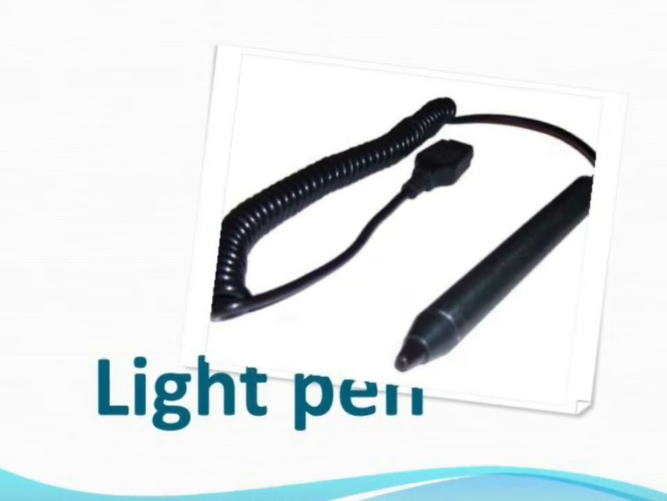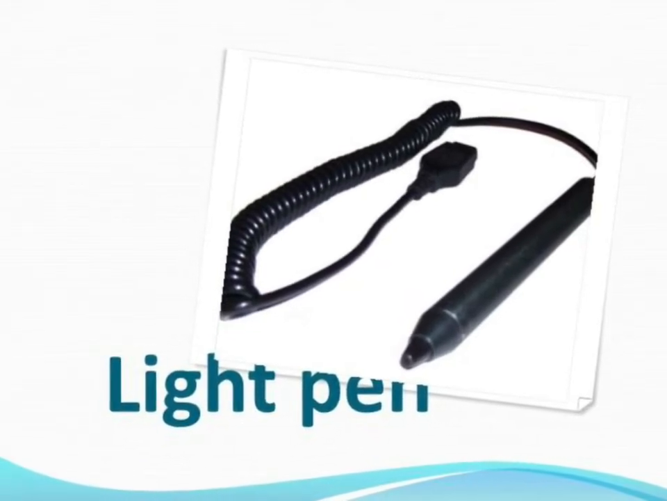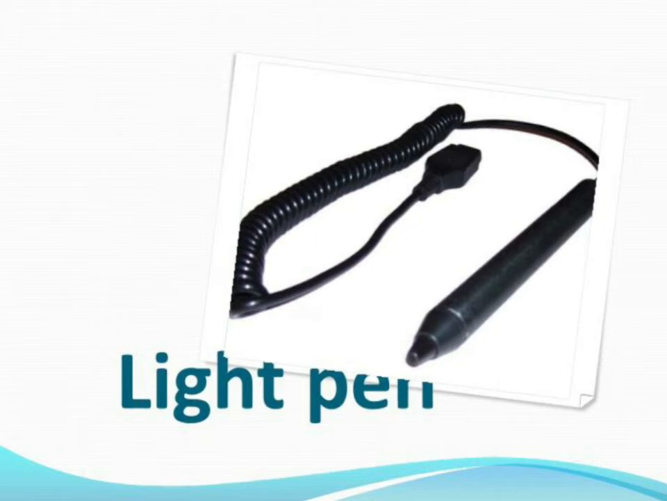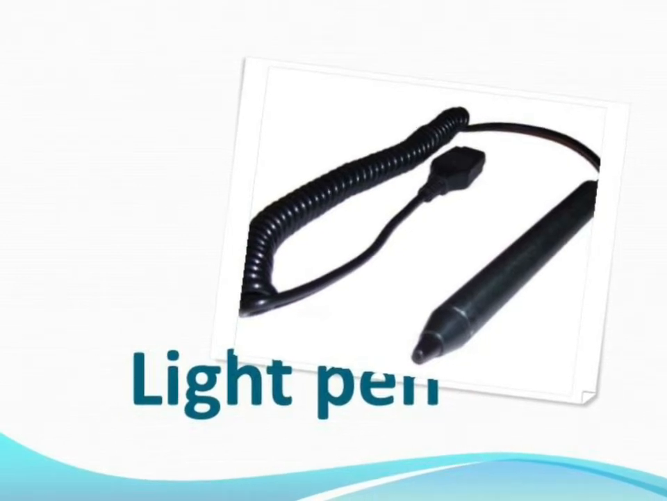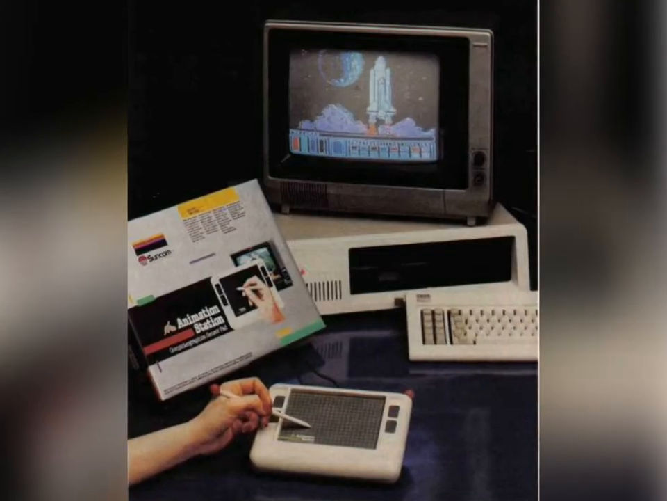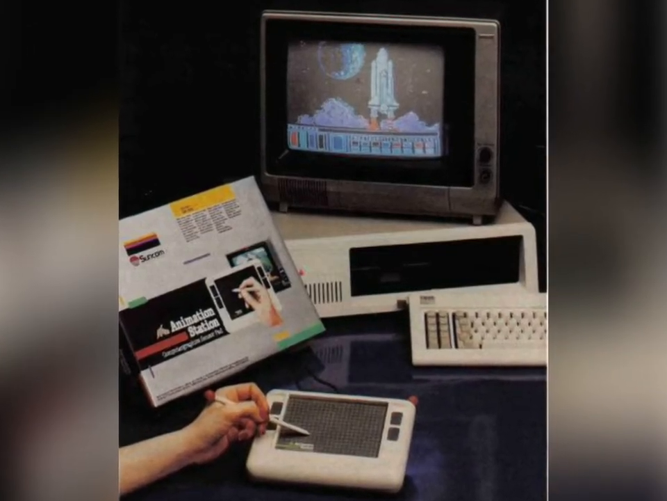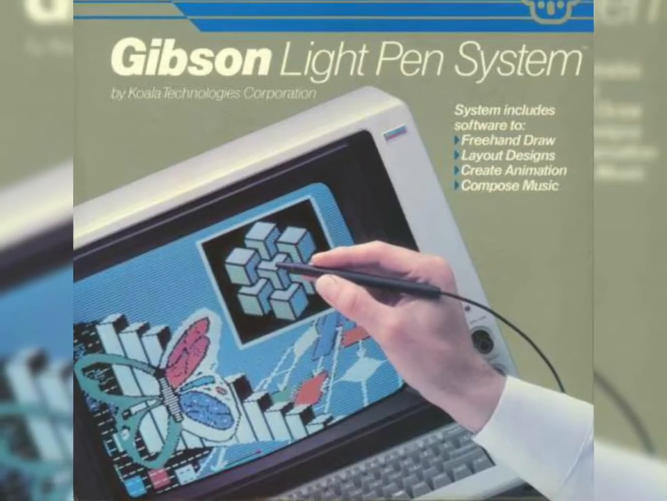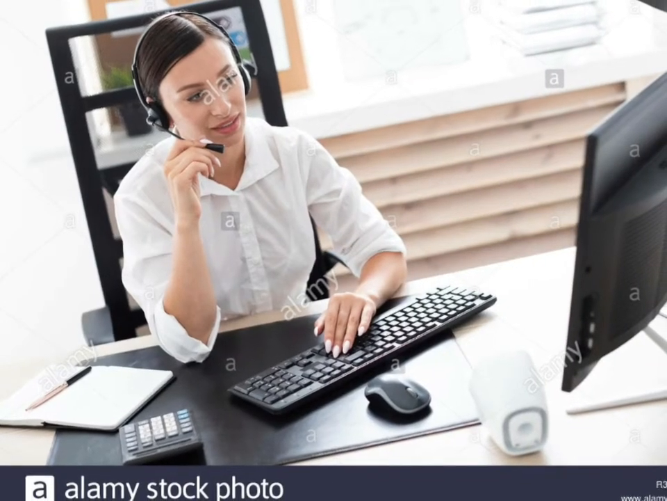Light pen. The light pen is also an input device. Like a mouse, a light pen allows us to draw. We can draw directly on the monitor screen. Microphone. The microphone is an input device which is used to input sounds. The microphone allows us to input sounds like speech and songs into our computer.